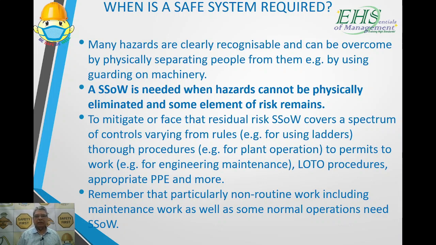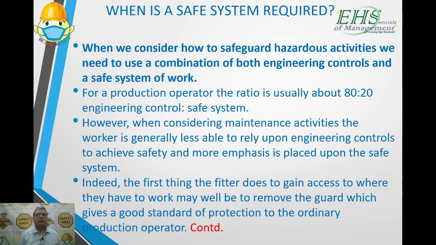Remember that particularly non-routine work including maintenance work as well as some normal operations need SSoW. So normal operations also need SSoW, but non-routine operations need more safe system of work, more elaborate. When we consider how to safeguard hazardous activities, we need to use a combination of both engineering controls and a safe system of work. For a production operator, the ratio is usually 80-20 engineering control and 20% safe system.